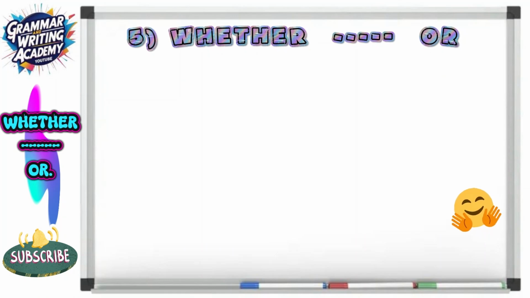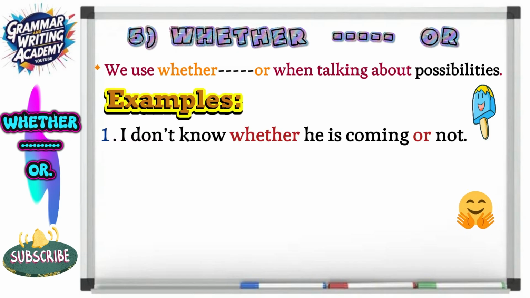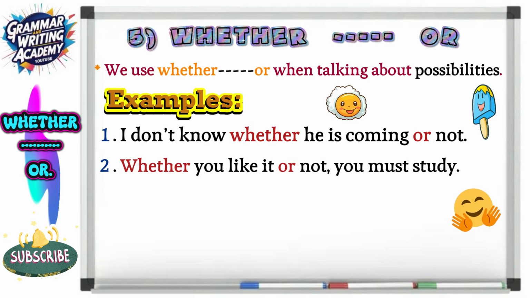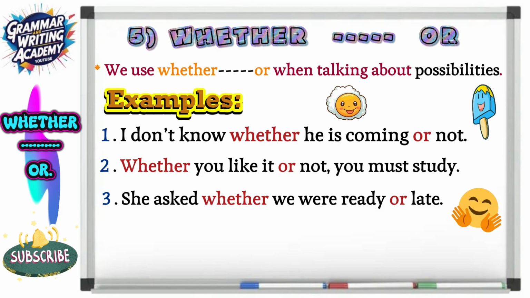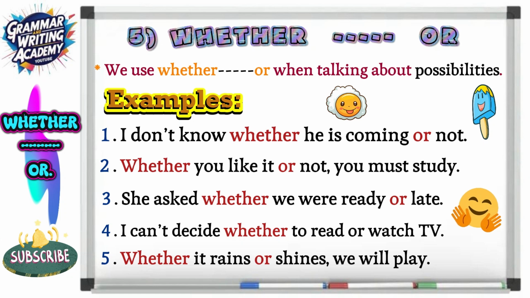5. Whether, or. We use whether, or when talking about possibilities. Whether, or is used when the result does not change. Examples: 1. I don't know whether he is coming or not. 2. Whether you like it or not, you must study. 3. She asked whether we were ready or late. 4. I can't decide whether to read or watch TV. 5. Whether it rains or shines, we will play. Advice: use whether, or when you're talking about possibilities, not choices you control.